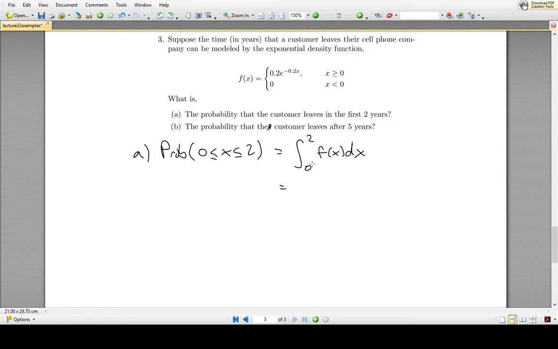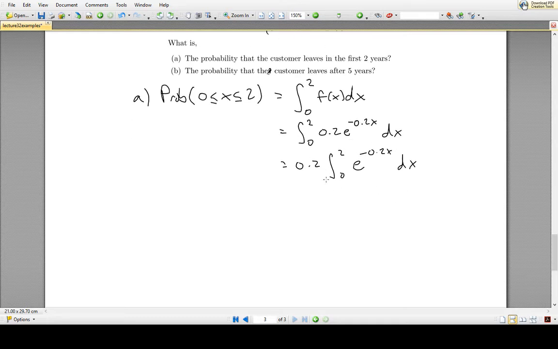Now, anytime that x is greater than or equal to 0, which it certainly is if x is between 0 and 2, the function I should be using is 0.2 e to the negative 0.2x. So this becomes the integral from 0 to 2 of 0.2 e to the negative 0.2x dx. We can take that 0.2 out if we would like. It becomes the integral from 0 to 2 of e to the negative 0.2x dx.